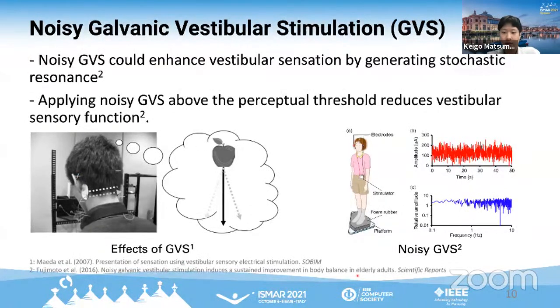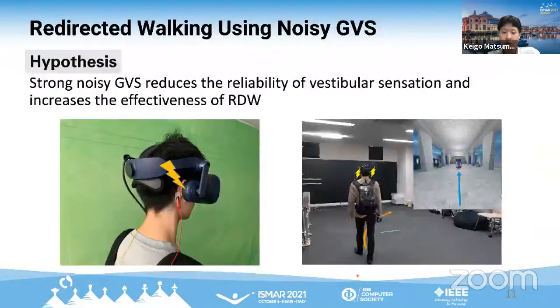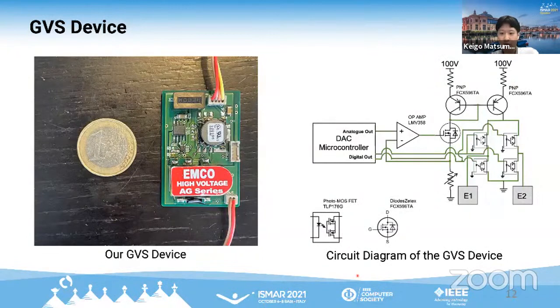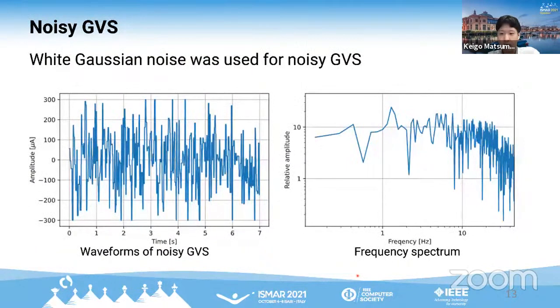Therefore, we formulated the following hypothesis. Strong noisy ZBS reduces the reliability of vestibular sensation and increases the effectiveness of redirected walking. Here is an appearance and circuit diagram of our ZBS device. The ZBS can specify the polarity of a current and the amount of current at an arbitrary update rate of 10 kHz. And here are the waveform and spectrum of the current we used. We used white Gaussian noise for noisy ZBS.